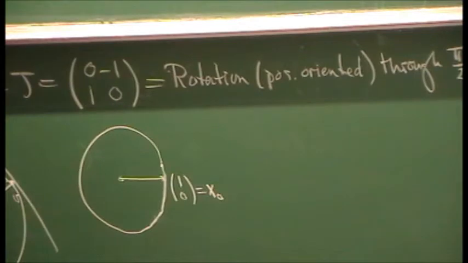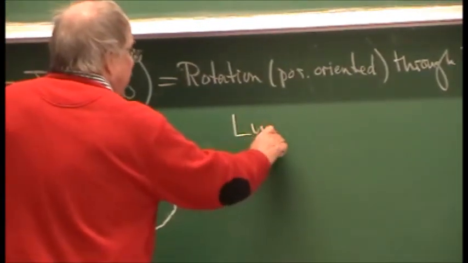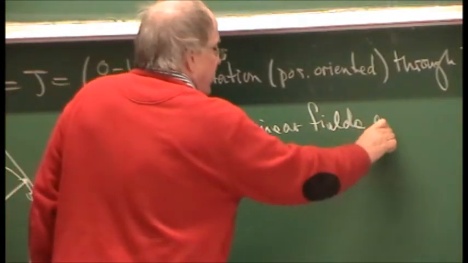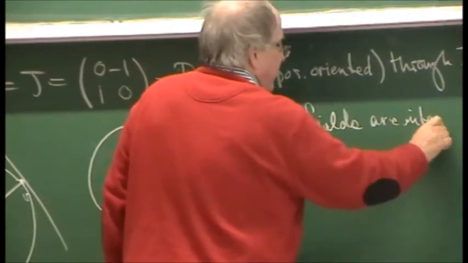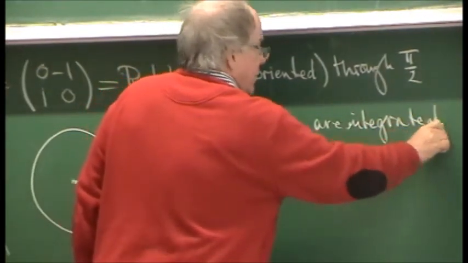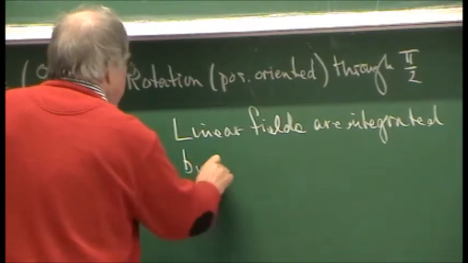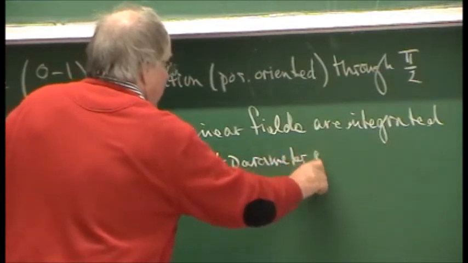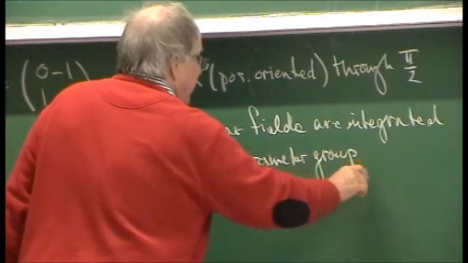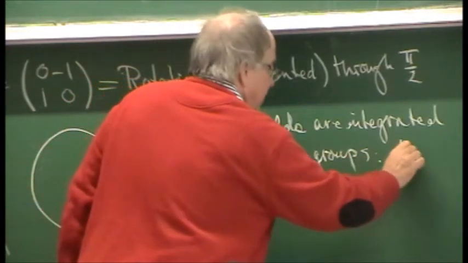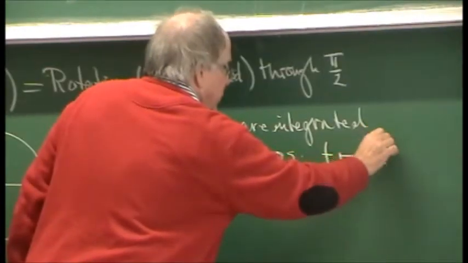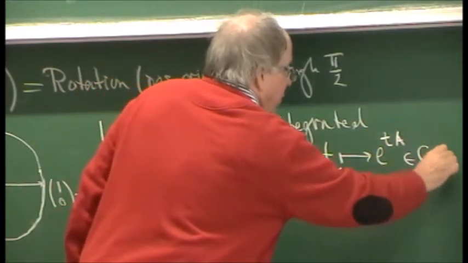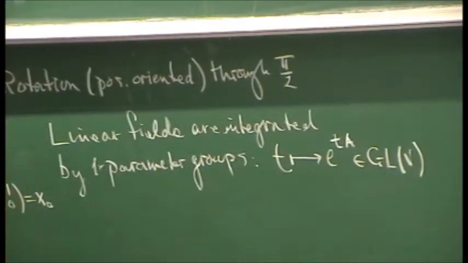Now, a general theorem tells us that linear fields are integrated as above by one-parameter groups, and these one-parameter groups are very simple-minded things, namely time t is the group element e to the tA, which is a one-parameter group in the general linear group.